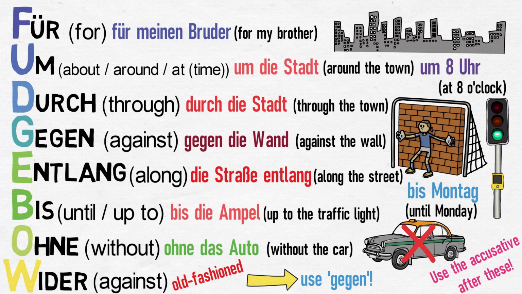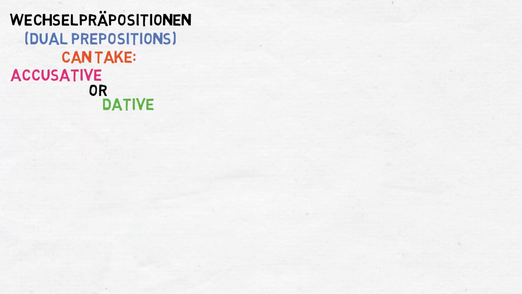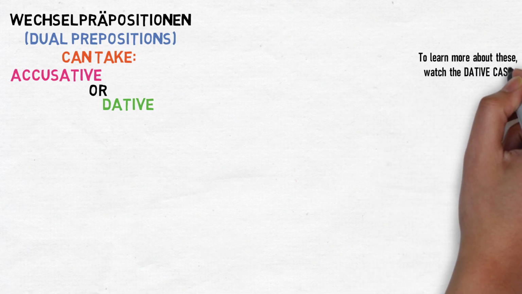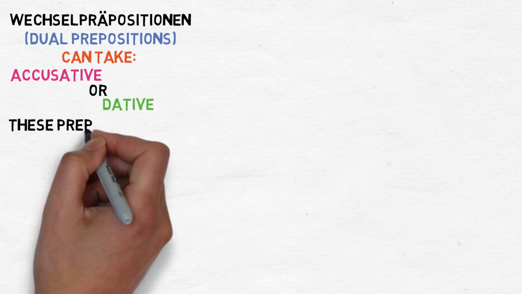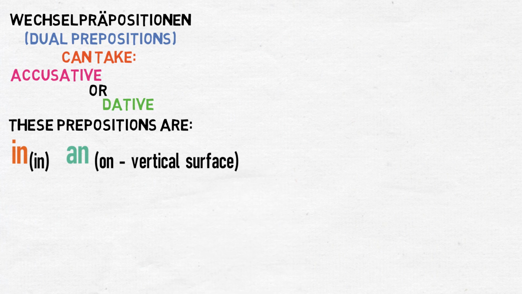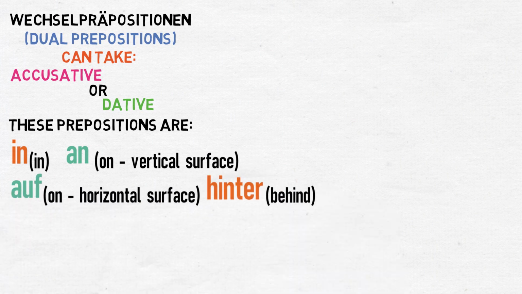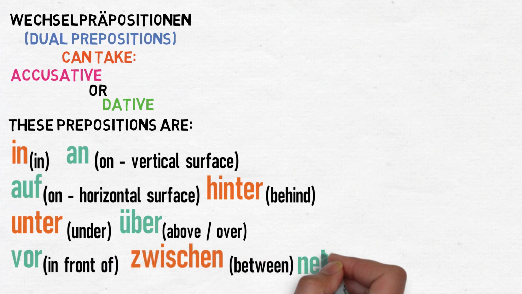There is one more group of prepositions which are called Wechselpräpositionen, or dual prepositions, which can take either the accusative or the dative case, depending on context. And I will discuss these in more detail in the fourth grammar lesson of this series when we talk about the dative case. But in summary, these prepositions are in, which means in, an, which means on a vertical surface, auf, which means on a horizontal surface, hinter, meaning behind, unter, meaning under, über, meaning above or over, vor, meaning in front of, zwischen, meaning between, and neben, meaning next to.